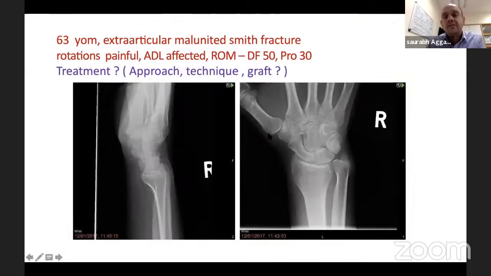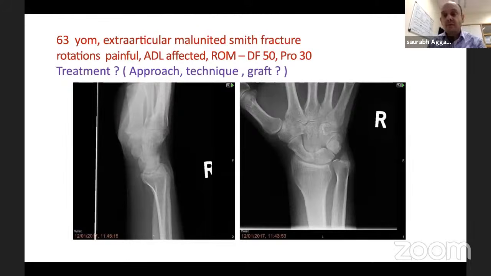Then let's see another case. So far, we've seen 2 cases of dorsal malunion. One was done dorsally with graft. The second case was done from the volar approach and without graft. So now this is another gentleman of mine, 63, with an extra-articular malunited Smith fracture. We can see that the carpus is tending to fall volarwards.